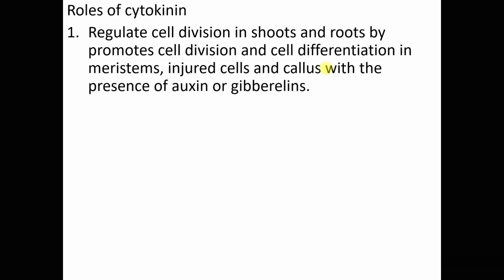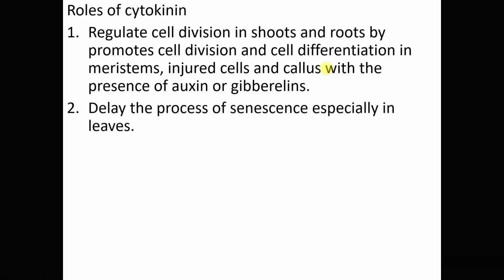Roles of cytokinin. Regulate cell division in shoots and roots by promoting cell division and cell differentiation in meristems, injured cells, and callus with the presence of auxin or gibberellins. So cytokinin works together with auxin and gibberellins to regulate cell division in shoots and roots. Delay the process of senescence, especially in leaves. All right, senescence is aging.